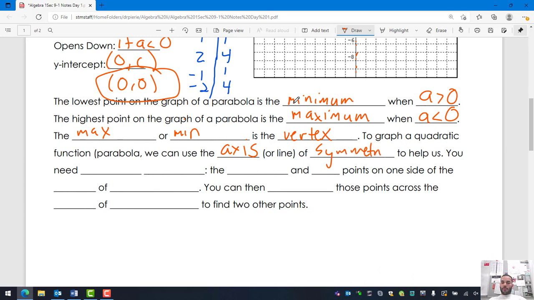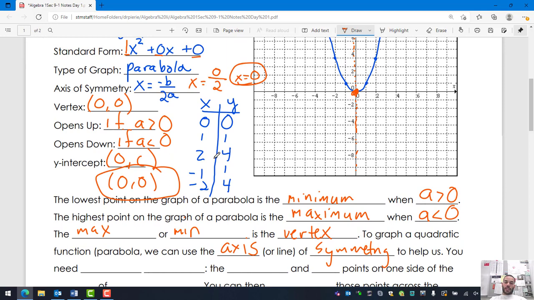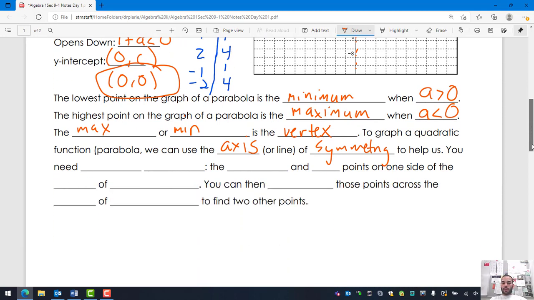Okay, the first time we did this, we made an input-output table, and you guys probably agreed it was a little bit tedious to go through all those points. Okay, we don't want to have to do that every single time whenever we're graphing parabolas. We can use that axis of symmetry to help us.